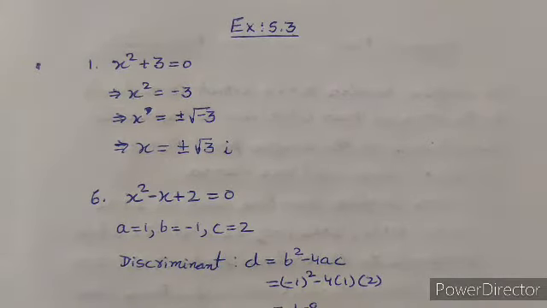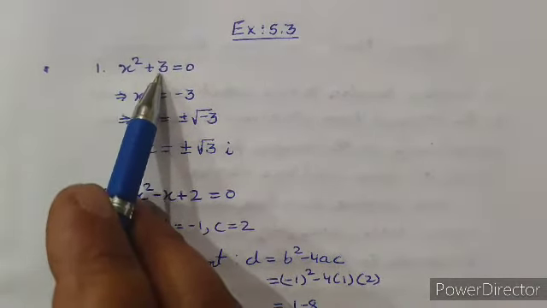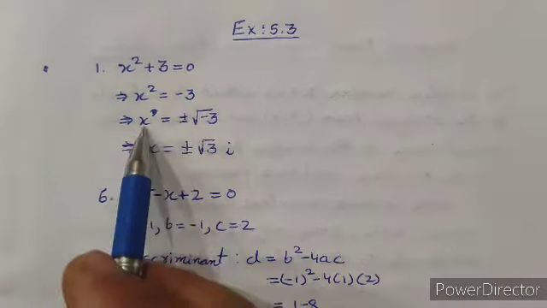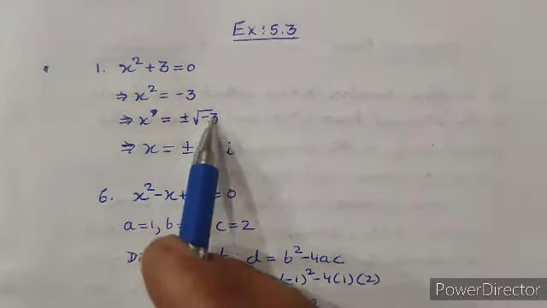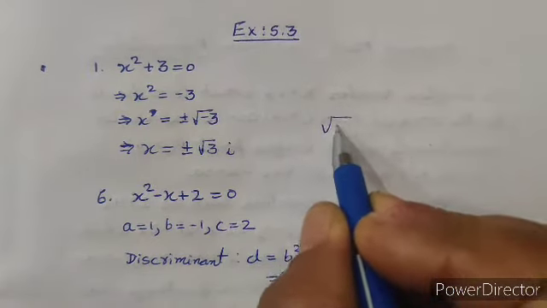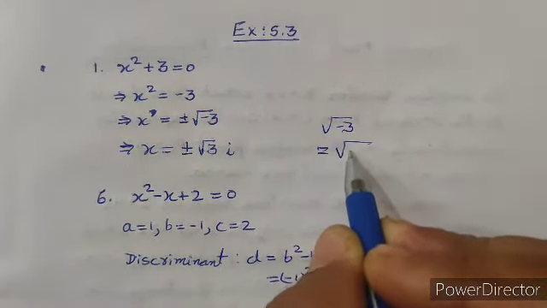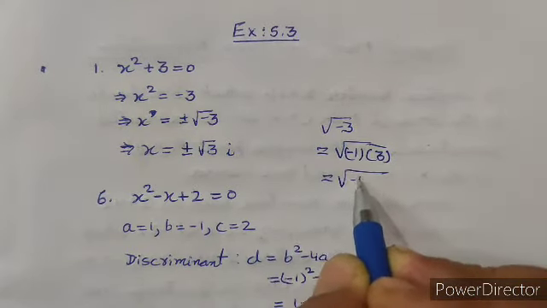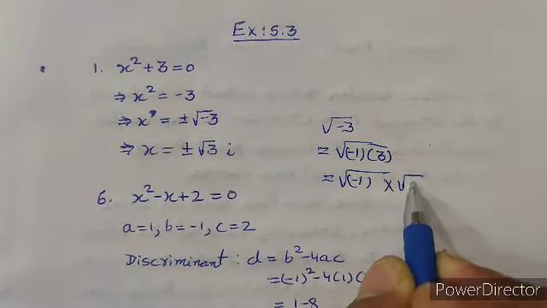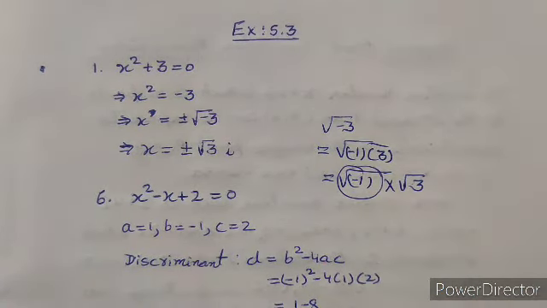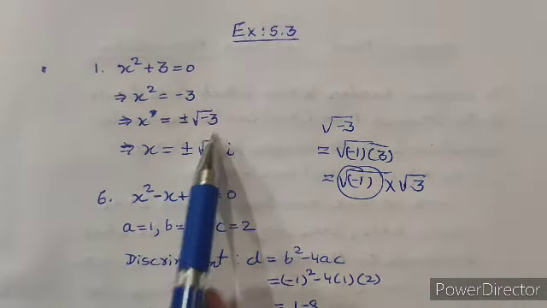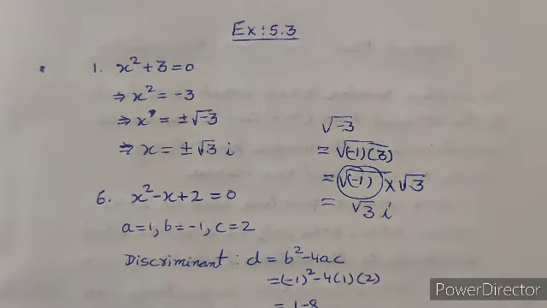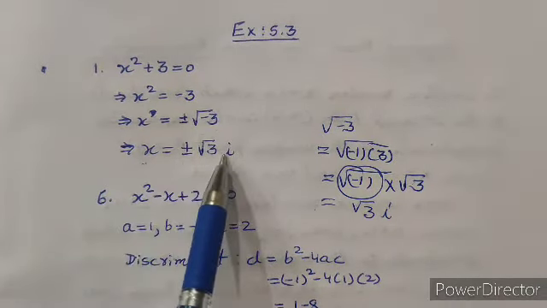Now here the first one is x square plus 3 equal to 0. That means x square will be equal to minus 3 and x will be equal to plus minus root minus 3. Now this root minus 3 can be written as root minus 1 into 3, or we can say this will be root minus 1 into root 3. As we know, root minus 1 is equal to i, so root minus 3 can be written as root 3i. So the value of x will be plus minus root 3i.